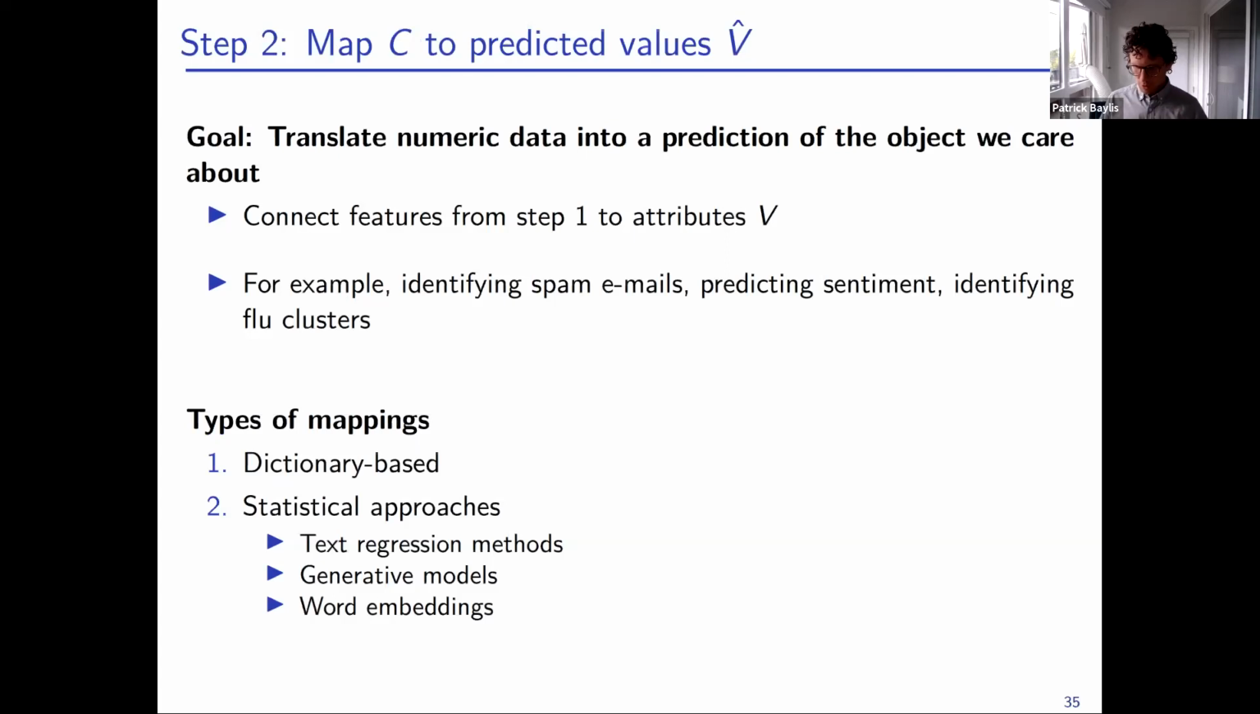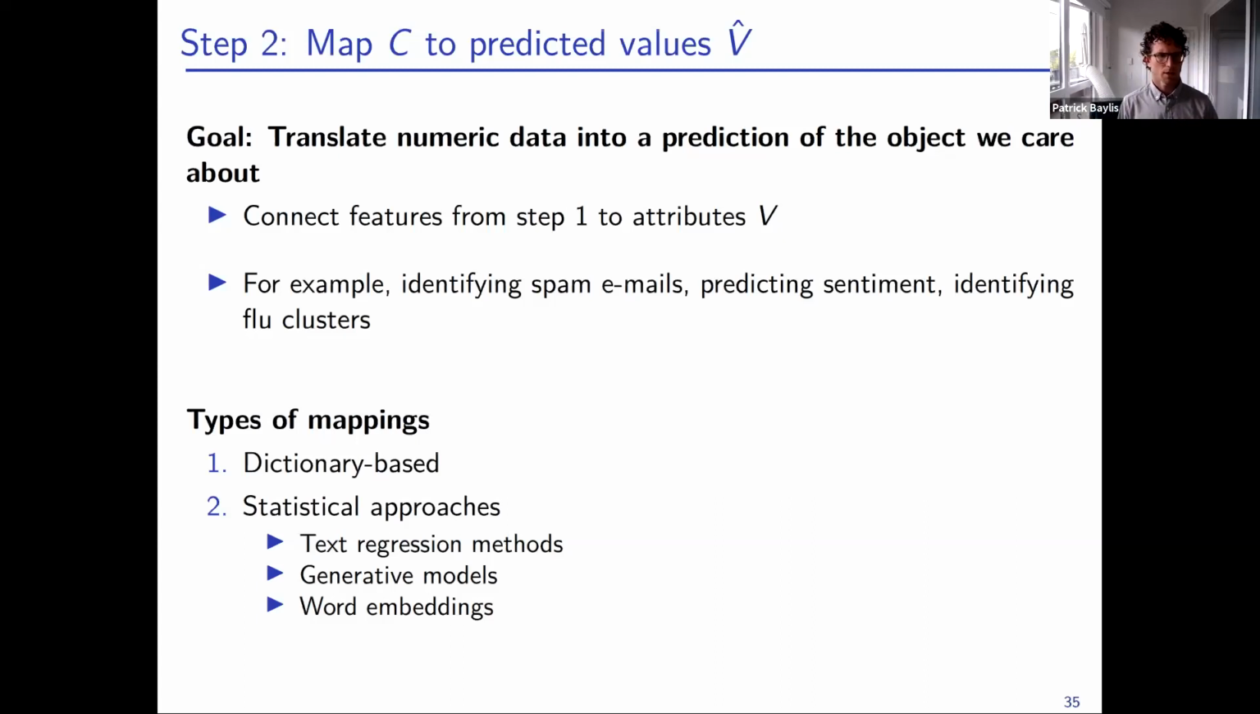Okay, so now you have a data set, and you want to map that data set to your predicted values V. At this point, you're in whatever model you're used to, right? This could be a regression, this could be a neural network, this could be a regression tree, any of this stuff, it's just data. So you're now going to use whatever model you want to use to connect the features that you generated in step 1 to the attributes that you care about in V. Examples of this include identifying spam, predicting sentiment, identifying clusters, that sort of thing.